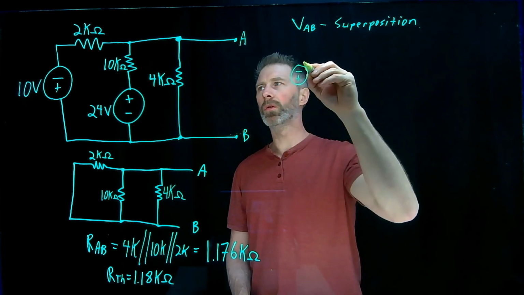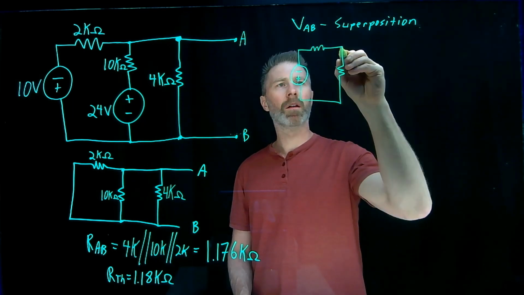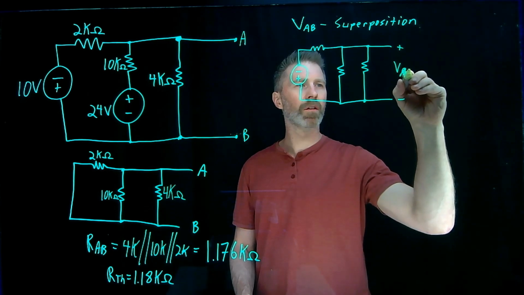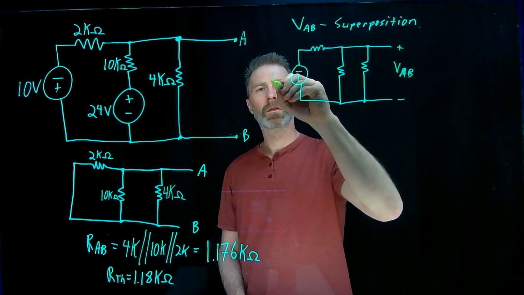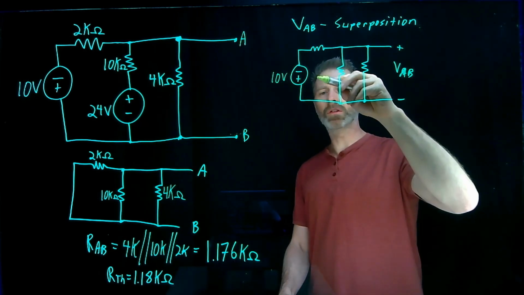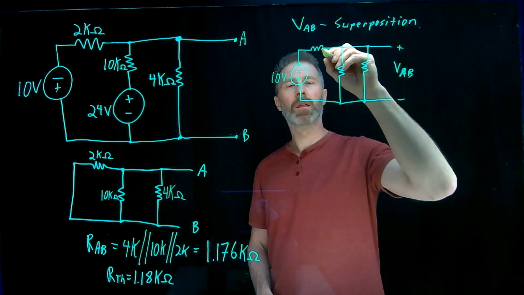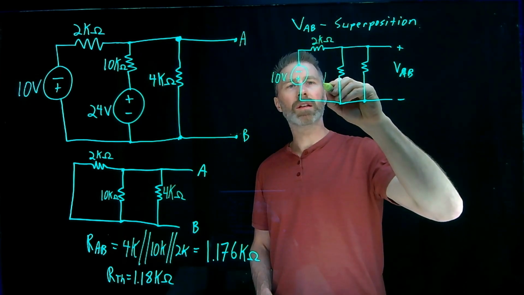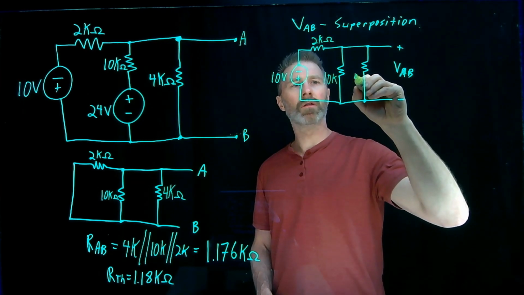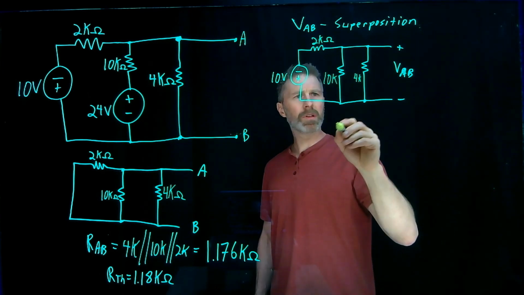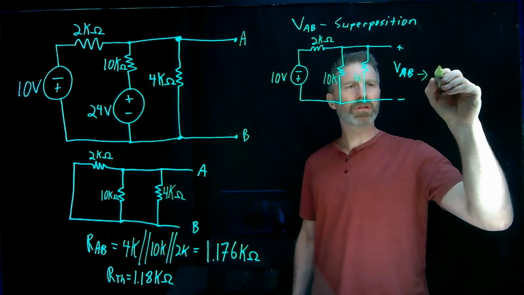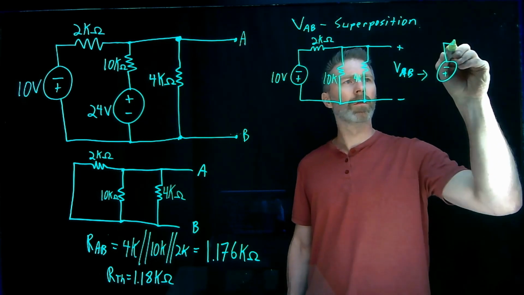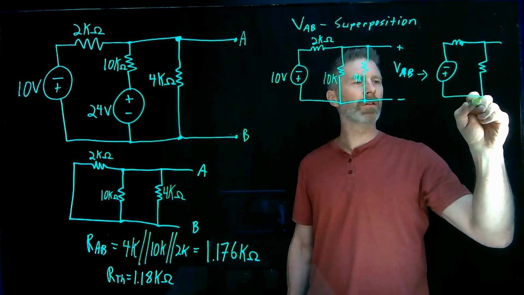I set the 24 volt source to 0. And I get a circuit that looks like this. So I've got 10 volts, and note that it's positive on the bottom. 2 kilo ohm resistor, and then a 10K and a 4K. So that can be simplified to a circuit. I can combine the 10K and the 4K together to get a circuit that looks like this.